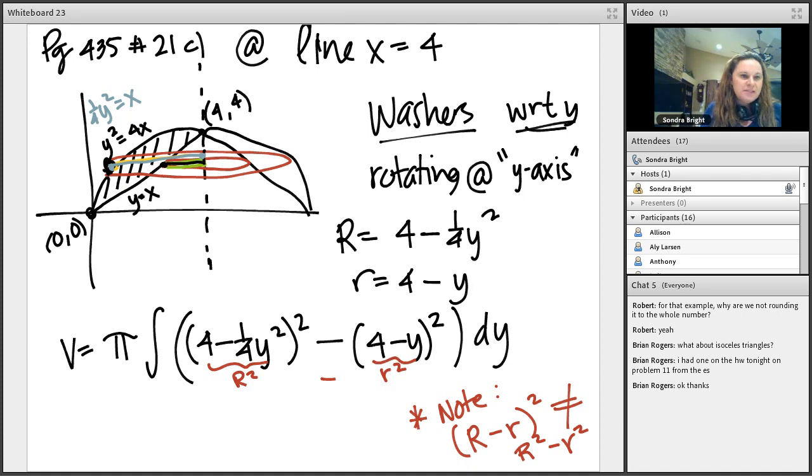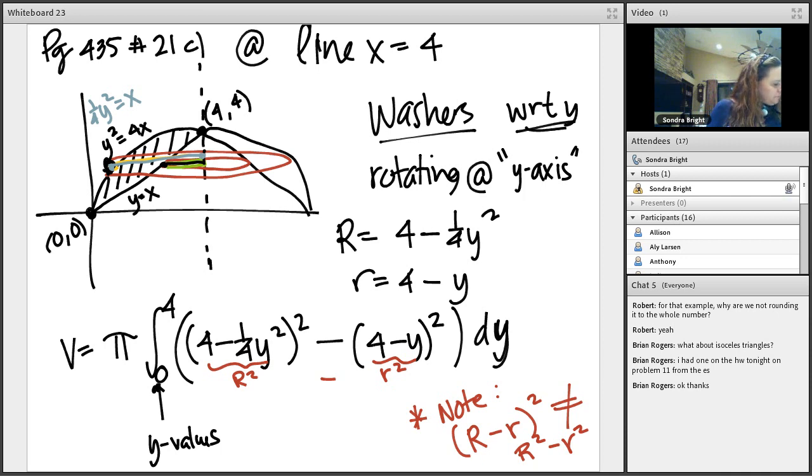I pulled the pi out front of the integral. And you're doing it with respect to y, so your limits need to be y values. What are your y values going from? They're going from 0 to the highest y value, which is 4, so 0 to 4. And I just set it up. That's how you set it up. Questions on that one before I do a different kind?